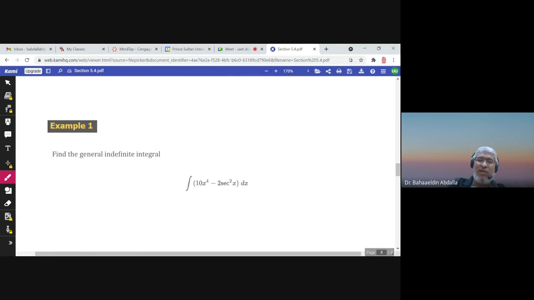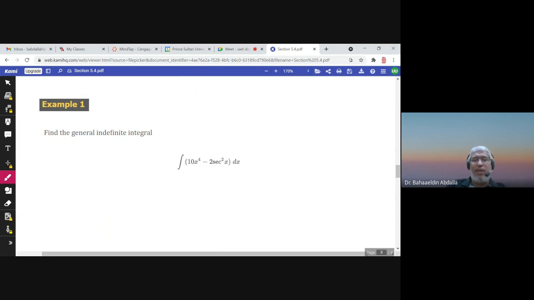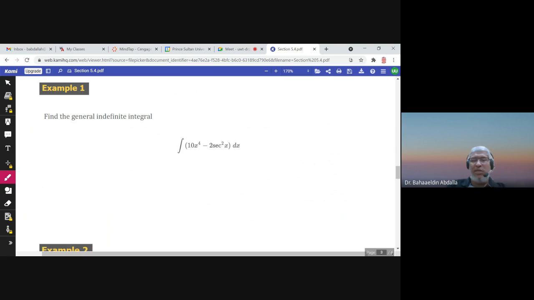Let us solve some examples. Find the general indefinite integral. Well, I can write this integral as the integral of 10x to the power 4, and I can take 10 out because it is a constant, and I can distribute the integral. I can also take 2 outside because it is a constant.